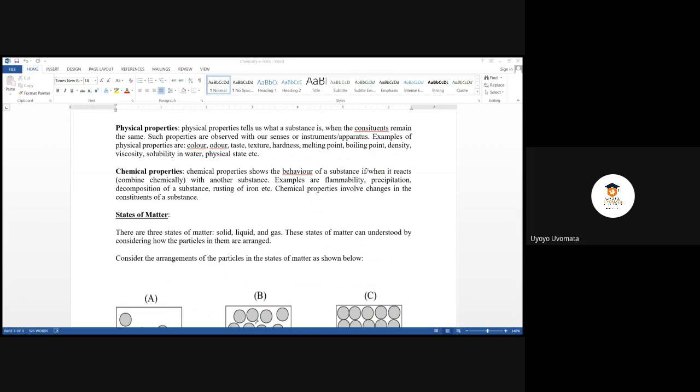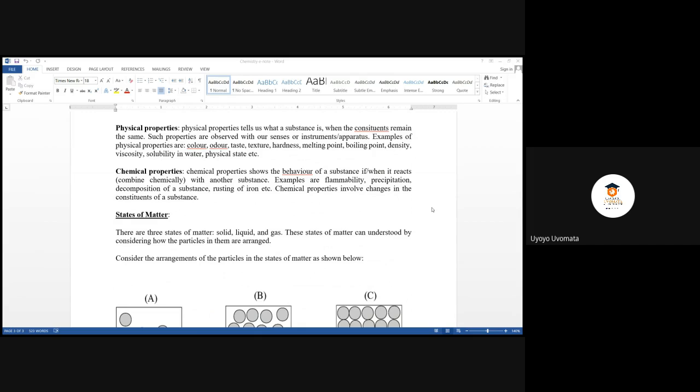The texture, hardness, melting point, boiling point, density, viscosity, solubility in water. Solubility in water means whether it can dissolve in water or not, or the extent to which it can dissolve in water. That is what we mean by solubility in water. And then the physical state, whether it's in the solid state, in the liquid state, or in the gaseous state.